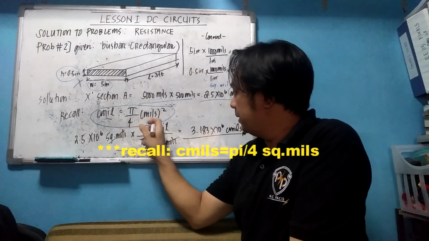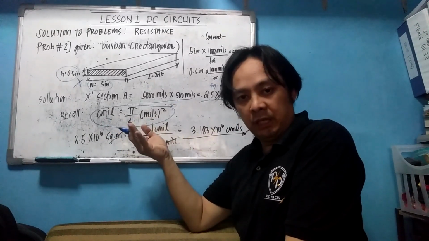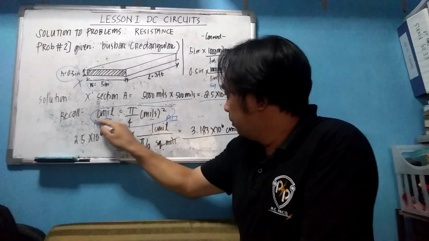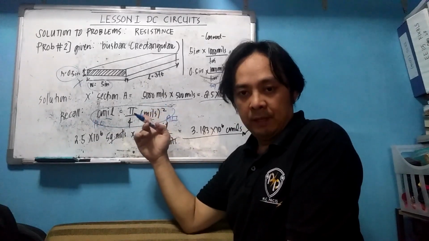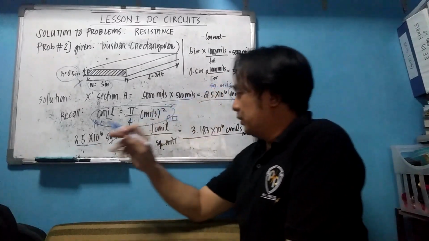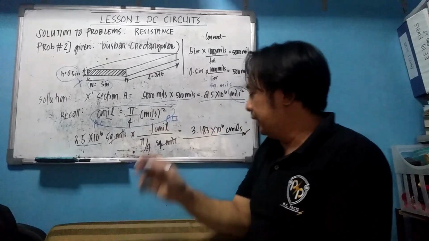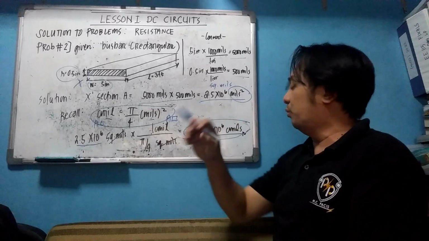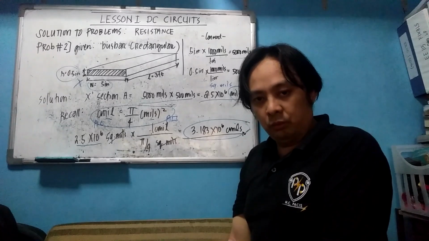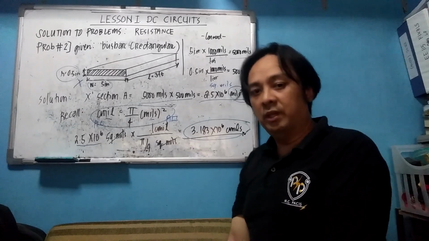Circular mils area, where mils is in terms of the corresponding length. Square mil is the area of the rectangle, then you need to convert it to the area of a circle. So if you have 2.5 times 10 to the 6 square mils, and you have this relationship, the square mil will cancel out, then the value will become an area of a circle in terms of circular mil. The answer is 3.183 times 10 to the 6 circular mils, or 3.183 million circular mils.